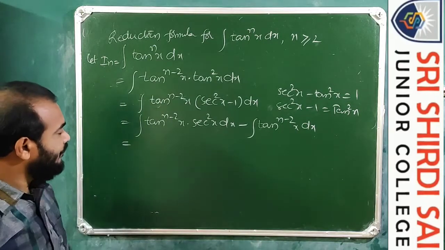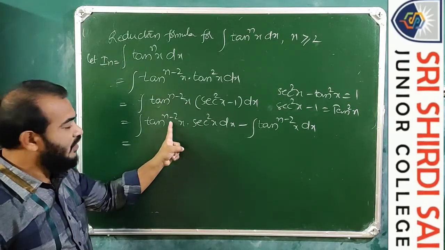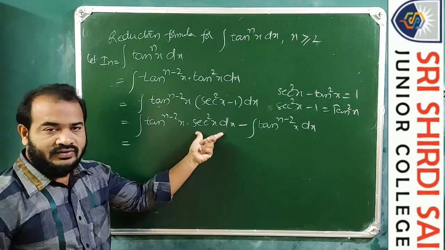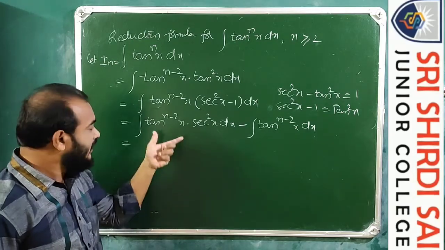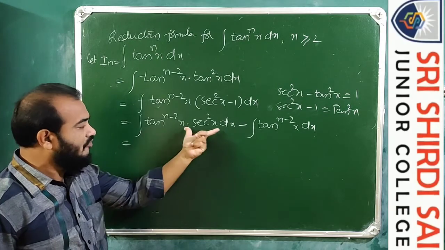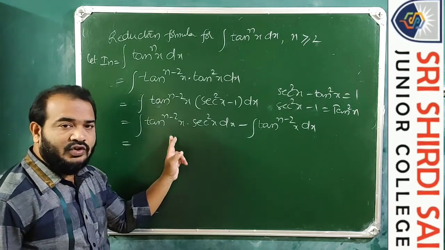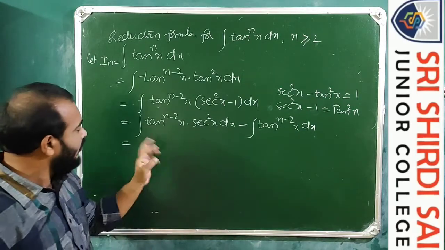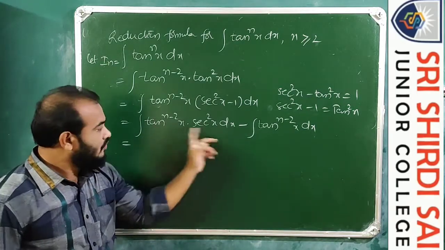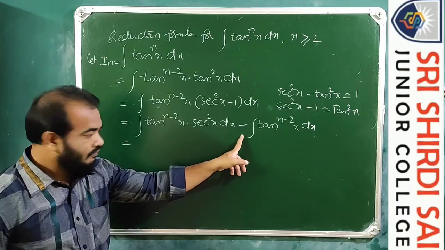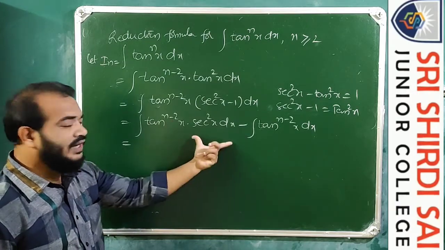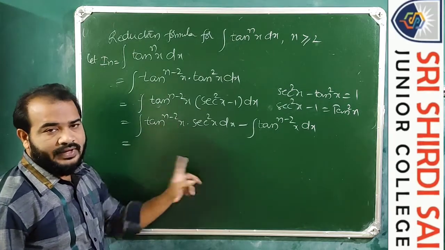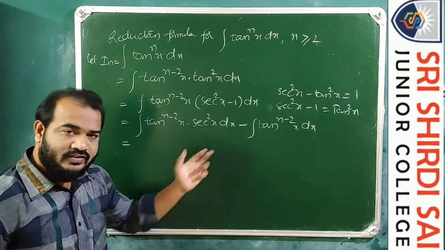So this is of the form f of x whole power n into f dash x dx, because tan x's derivative is secant square x. We have the result: integral of f of x power n into f dash x dx is f of x whole power n plus 1 by n plus 1. If you don't know this result directly, then no problem. Let tan x equal t, so secant square x dx equals dt. So t power n minus 2 dt is t power n minus 2 plus 1 by n minus 2 plus 1, so t power n minus 1 by n minus 1.